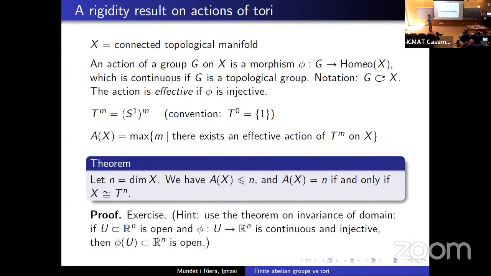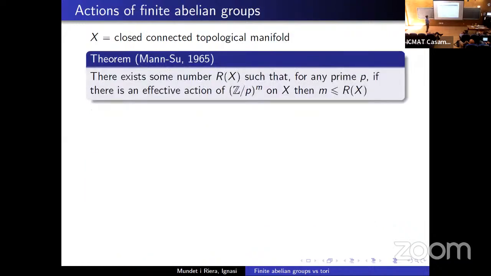Now the proof, I don't really know who stated and proved this for the first time. It was certainly known in the 30s by Montgomery and Zippin, but probably it's older. With the standard algebraic topology, this theorem is an exercise. So for example, you can use the theorem of invariance of domain. Okay, so my aim is to find analogs of that statement, but for finite groups. Okay? Not tori, finite groups, finite abelian groups.